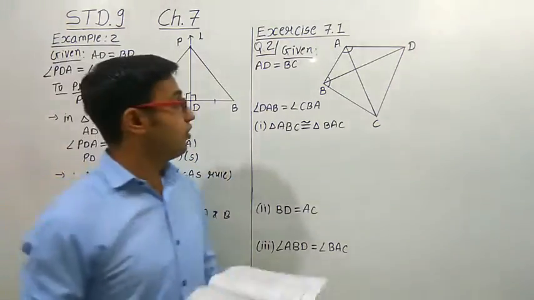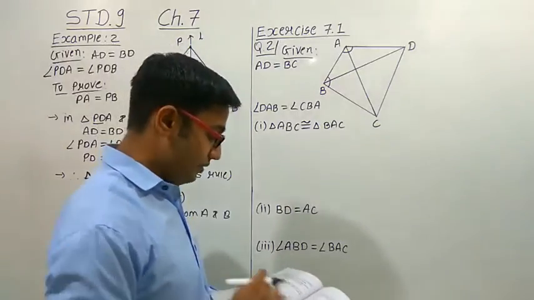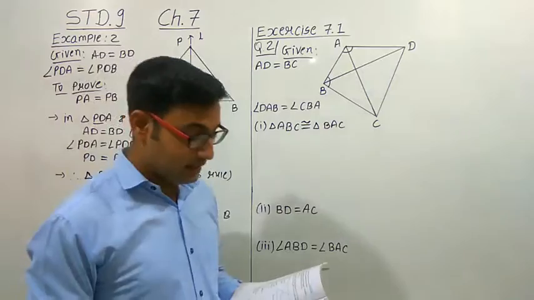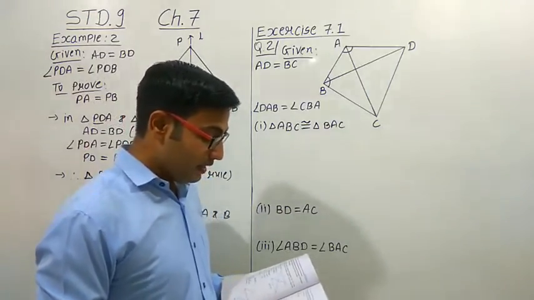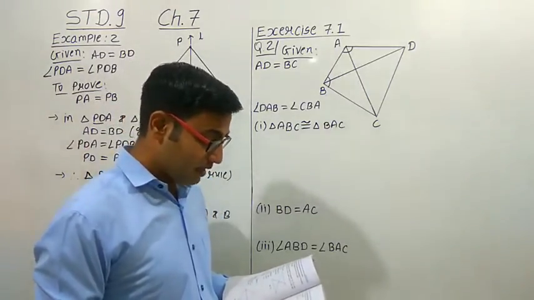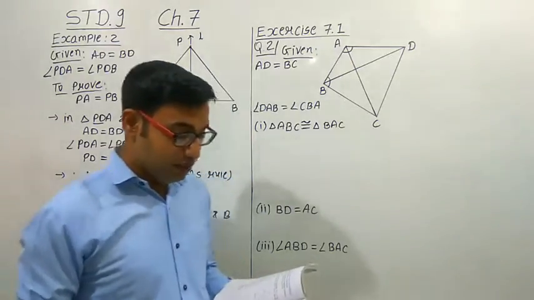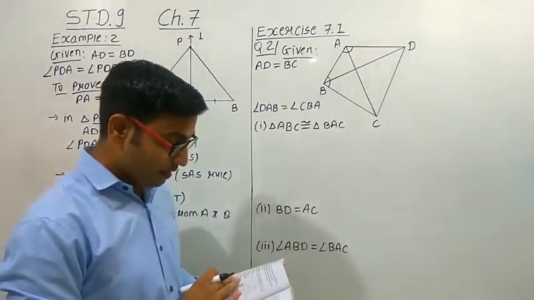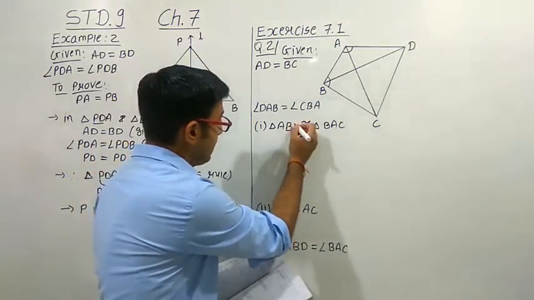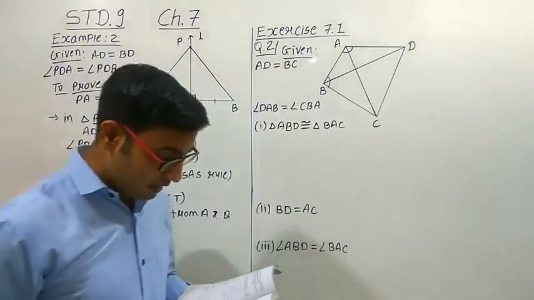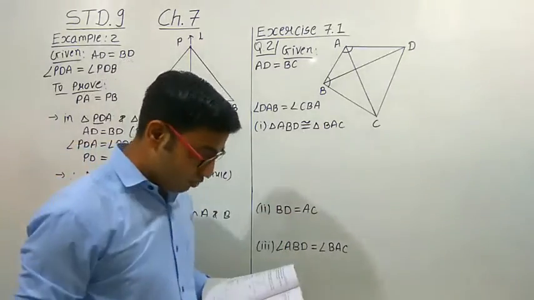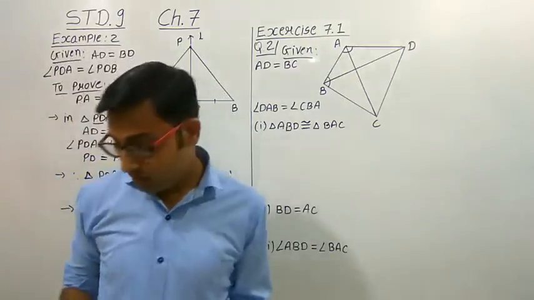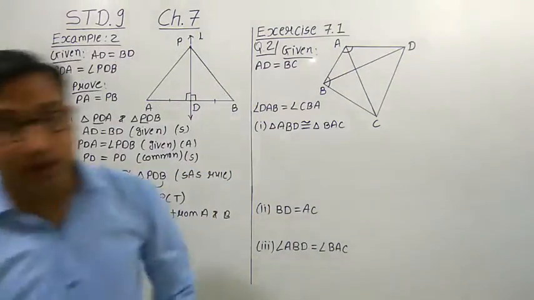Here we are given a diagram of a quadrilateral ABCD. ABCD is a quadrilateral in which AD is equal to BC and angle DAB is equal to angle CBA. Prove that first, triangle ABD is congruent to triangle BAC. Then BD side is equal to AC side, and angle ABD is equal to angle BAC. These three things we have to prove here.